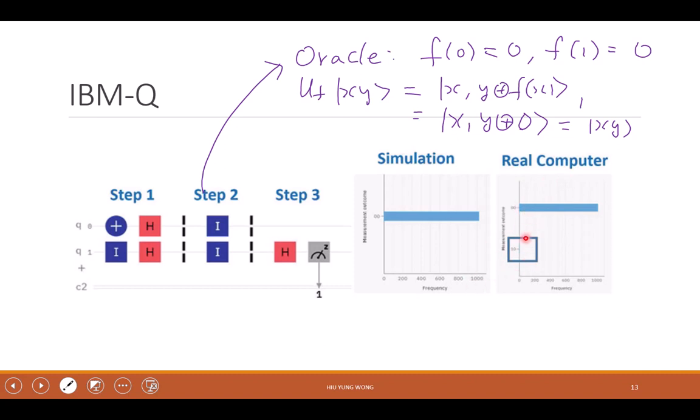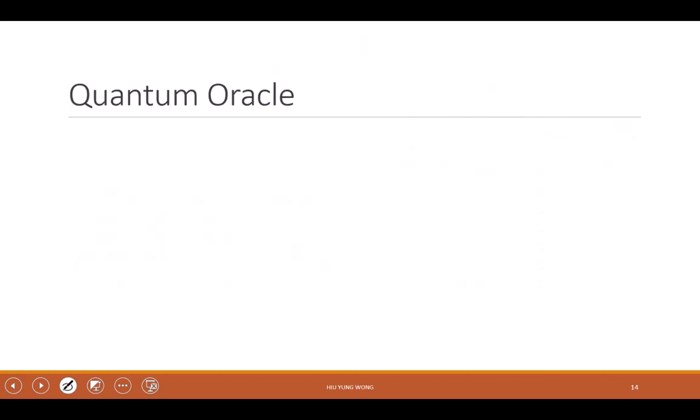But why do I have 0, 0 and 1, 0 instead of just 0 and 1? Any idea? Why is it not just 0, but 0, 0 and 1, 0? Because there are 2 qubits. I just measured 2 qubits. Very trivial question, but you should know. Okay, lastly, let's talk about the quantum oracle.